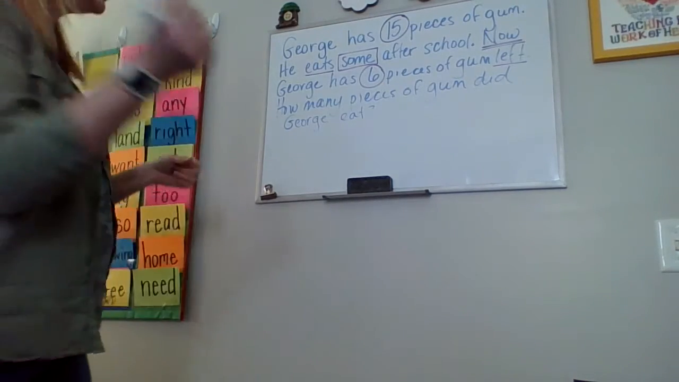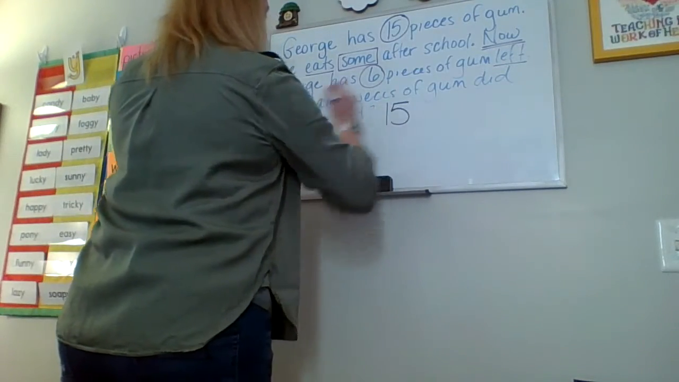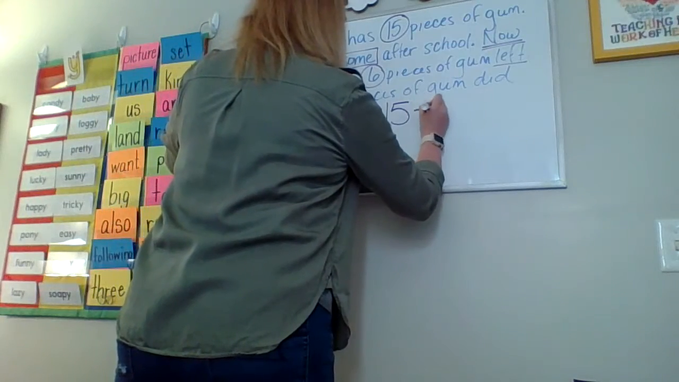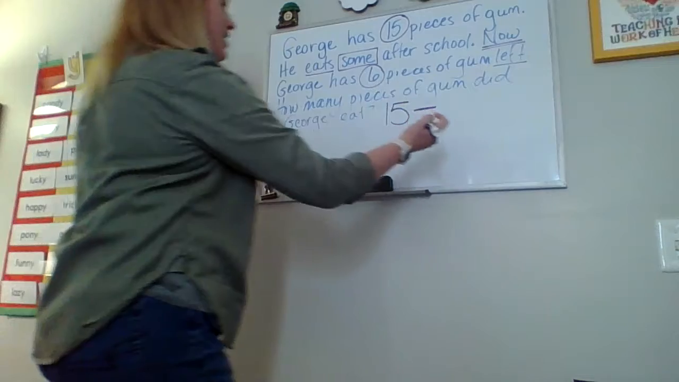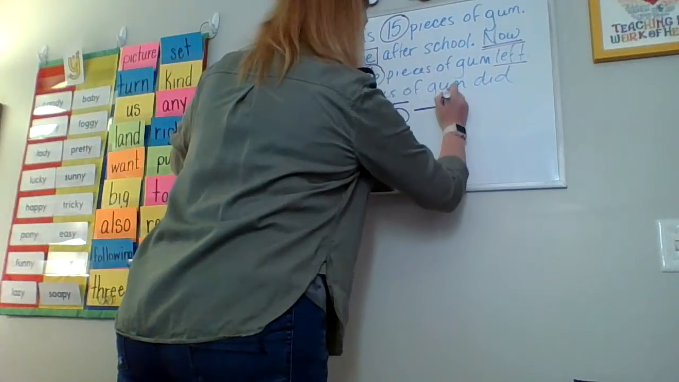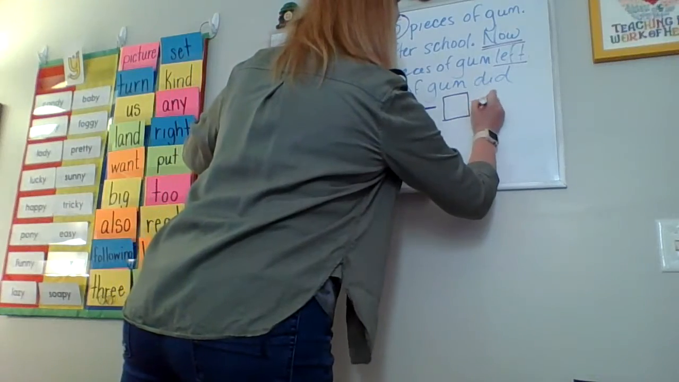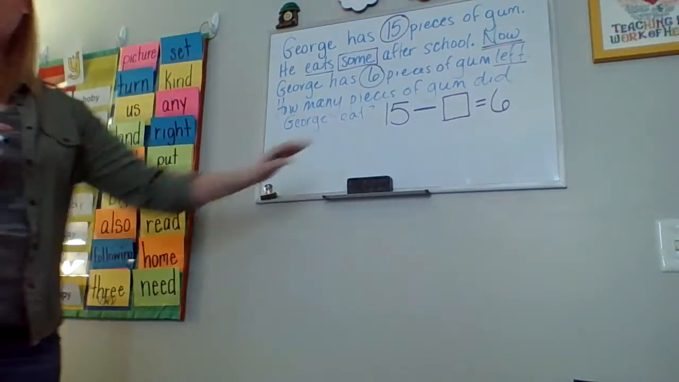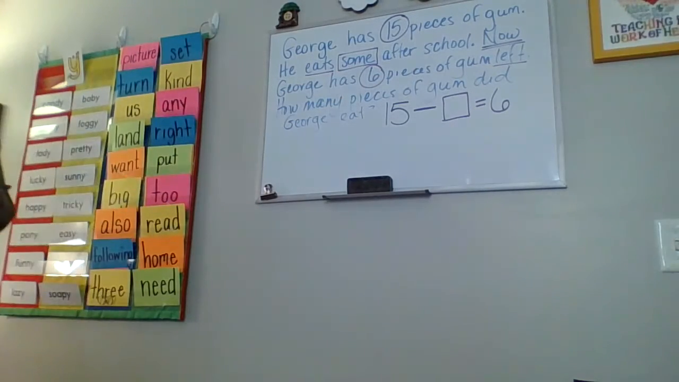Okay, right. He has 15 pieces of gum. Okay, he eats some. They're gone. So that is take away, minus, or subtraction. He eats some. We don't know how many he eats. And now he has 6 left over. So our equation is 15 minus unknown equals 6.